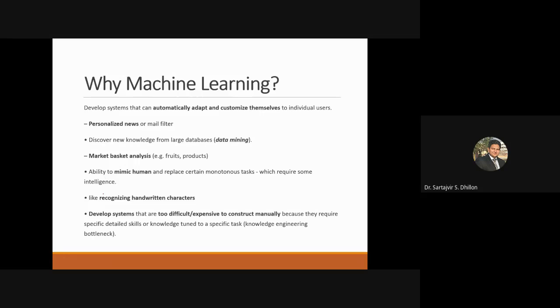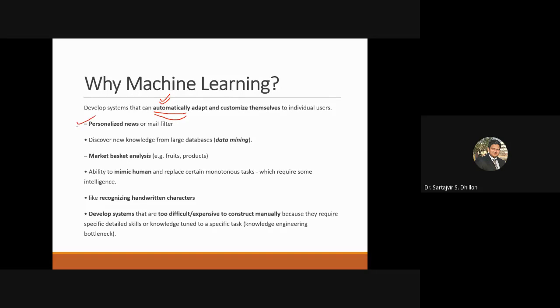Now the next question is: why is machine learning needed? Nowadays one word is very common, which is automatic. What do you understand from automatic? Automatic means which can take its own decisions and do some action. So there is a requirement to develop systems that can automatically adapt and customize themselves to individual users.